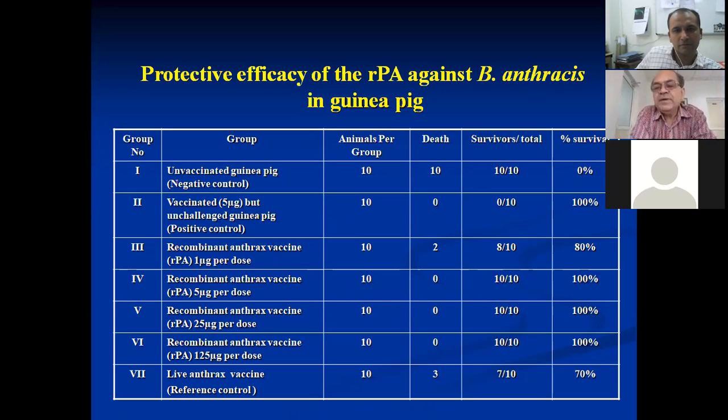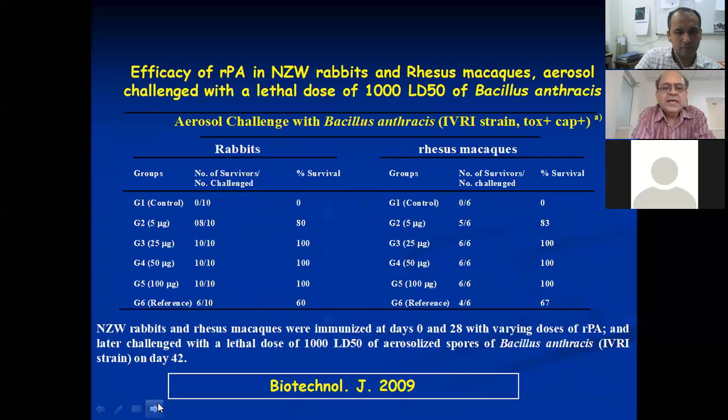So this is guinea pig data where we could get about 80% protection without any problem. And once we tried New Zealand rabbits or monkeys, we could get up to 100% protection. So it was a wonderful experiment which gave us a lot of confidence that this vaccine can perhaps go for human beings.